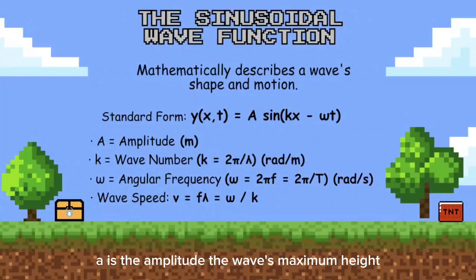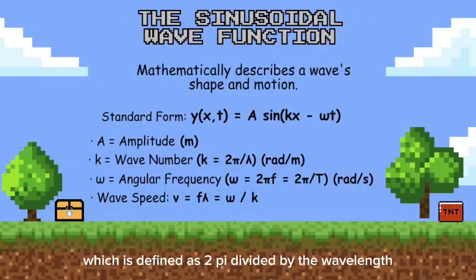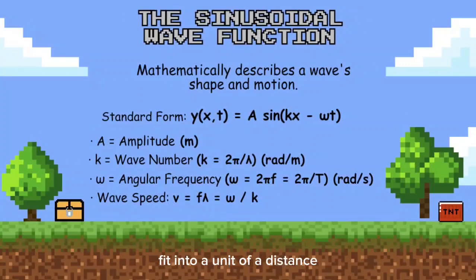Now, let's break down the key variables. A is the amplitude, the wave's maximum height. Then k is the wave number, which is defined as 2 pi divided by the wavelength. It tells us how many waves fit into a unit of distance. And omega is the angular frequency, defined as 2 pi times the frequency, or 2 pi f. It tells us how rapidly the wave oscillates in radians per second.